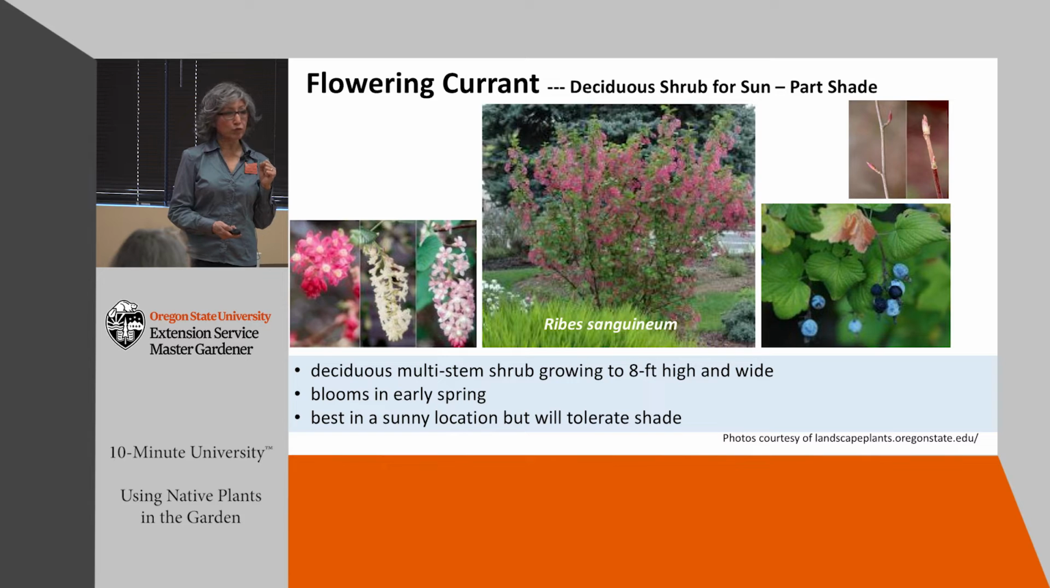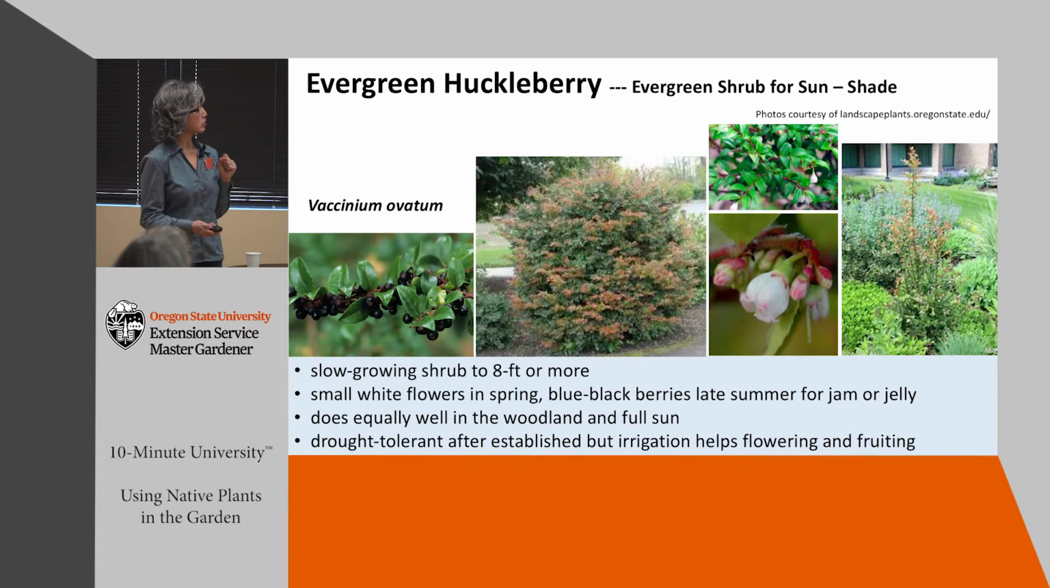Probably most of us are familiar with flowering currant, so I'm not going to say much about it. Evergreen huckleberry can take, again, sun and shade, quite a range of conditions. They tend to be slow growing and a very nice, manageable form. And the best thing is they have fruits that you can harvest for jam and jelly.